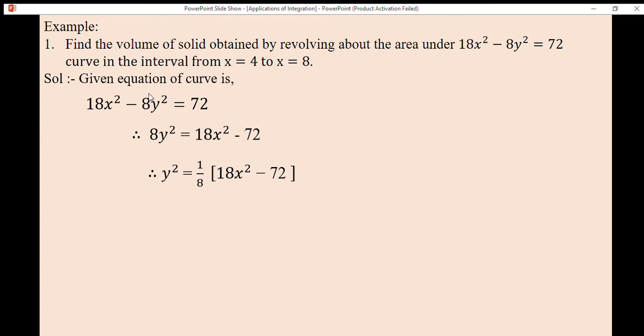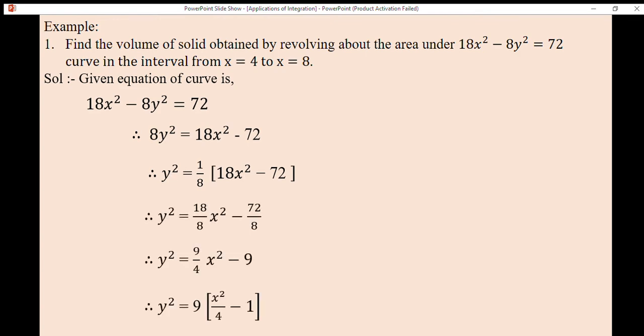18x square minus 8y square equal to 72 can be rewritten as, shifting 8y square to the RHS, it becomes positive. It is therefore equal to 18x square minus 72. Further we can rewrite y square simply by dividing throughout by 8. So the equation can be written in more simplified form as y square equal to 18 upon 8 x square minus 72 upon 8, or it is 9 by 4 x square minus 9. Yes, just divide the numbers, as they all are even numbers. Or the more simplified form is, taking 9 common, y square equal to 9 into (x square by 4 minus 1).